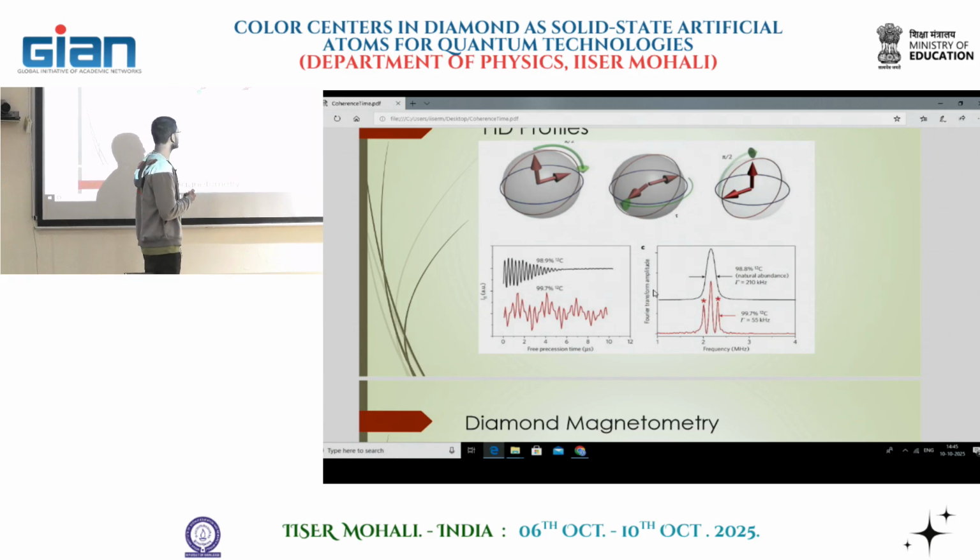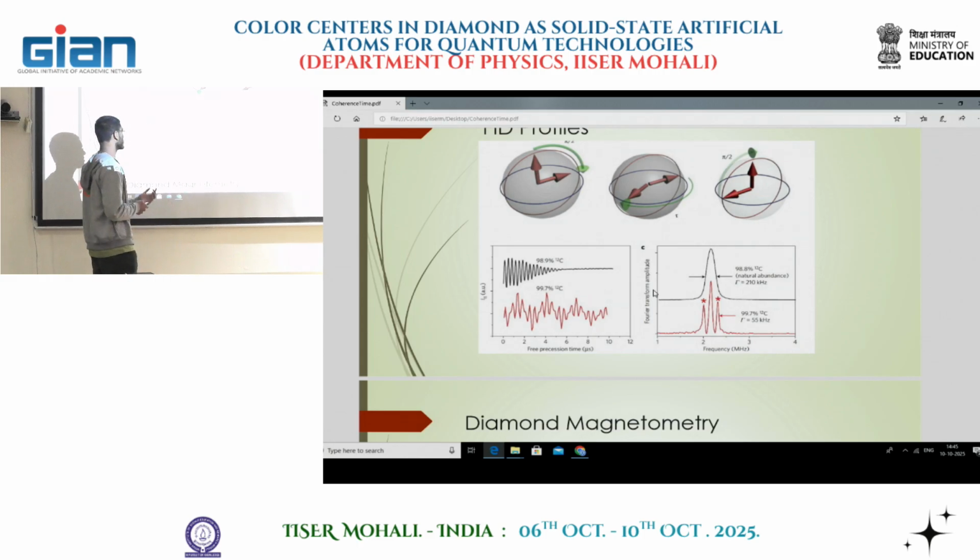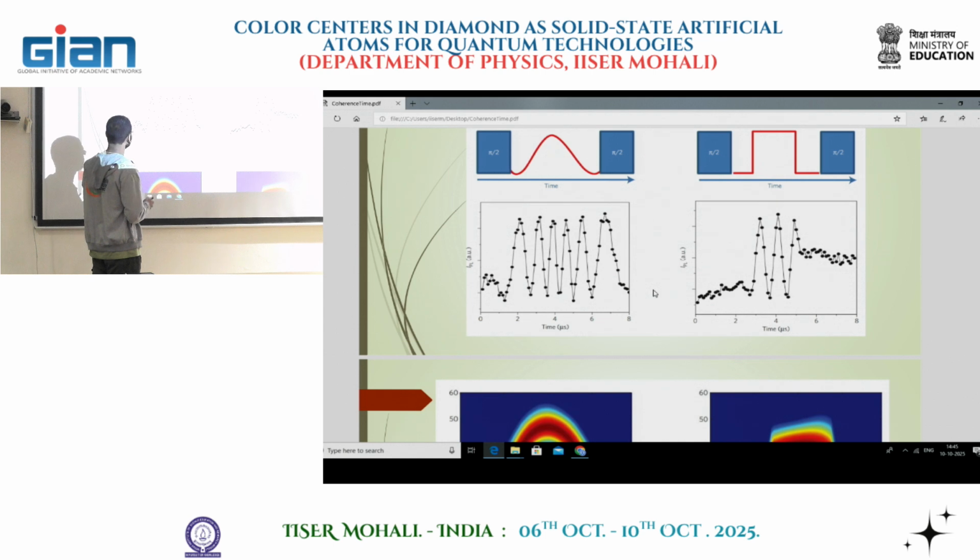You can see it's like 210 kilohertz, and here it's 55 kilohertz, which will give you a great coherence time. They also perform magnetometry on the sample, and it's similar. These are two magnetic field pulses.